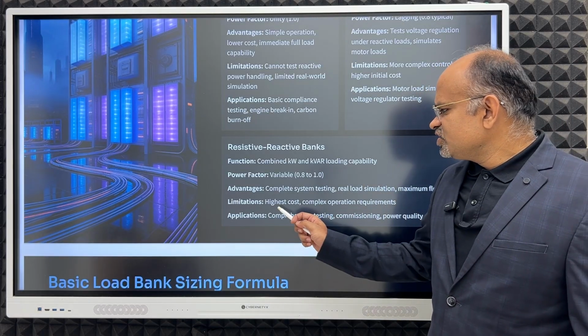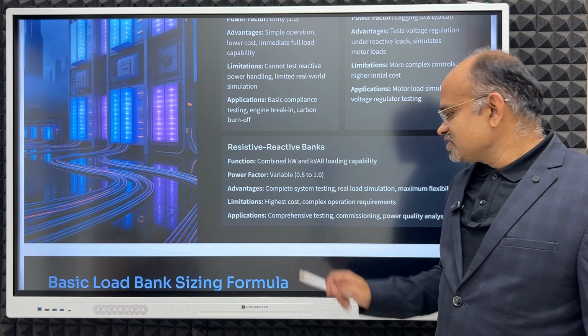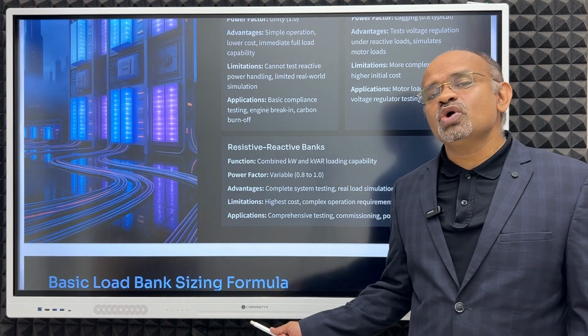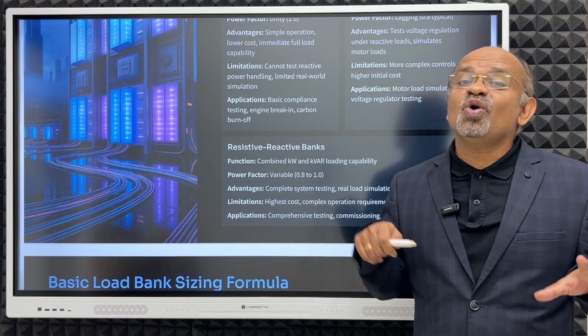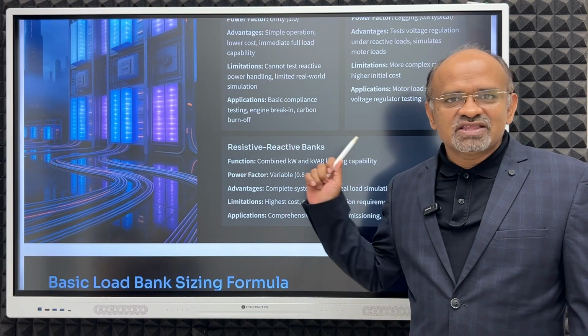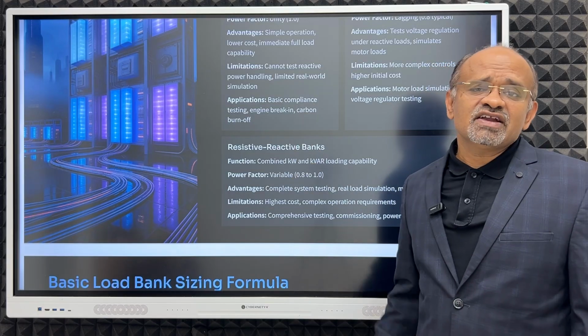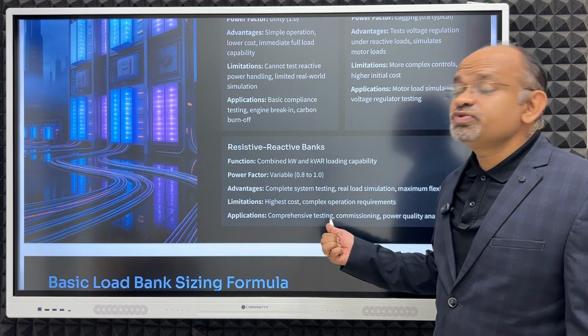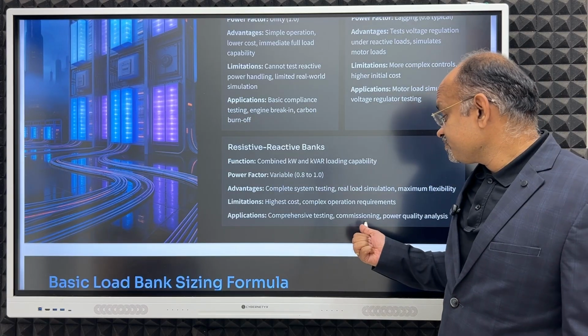What are the limitations? Highest cost, complex operation requirement. Operation is complex because you need to adjust the loads. Cost is also higher because all three loads will be there. Resistive loads are cheaper, with simple heating elements. Application: comprehensive testing and commissioning.